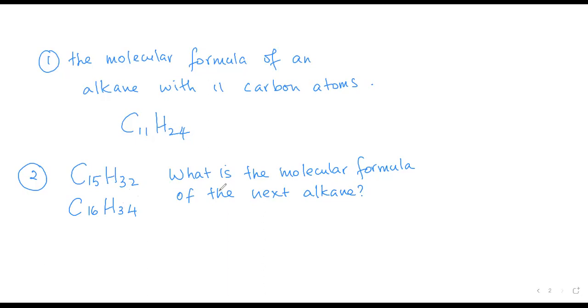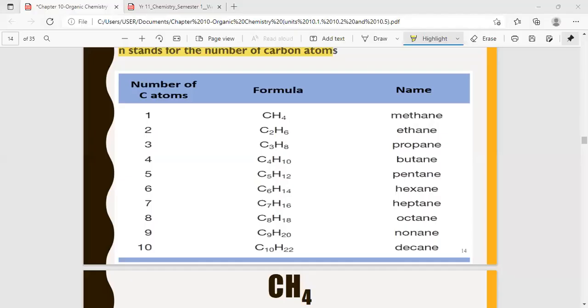All right. So these are some of the types of questions that you will be asked regarding the molecular formula and general formula of alkanes. Right. So as you can see, the molecular formula that we calculated just now is correct. Okay, you have CH4, C2H6, C3H8, C4H10, and so on. Okay, is that clear, students?